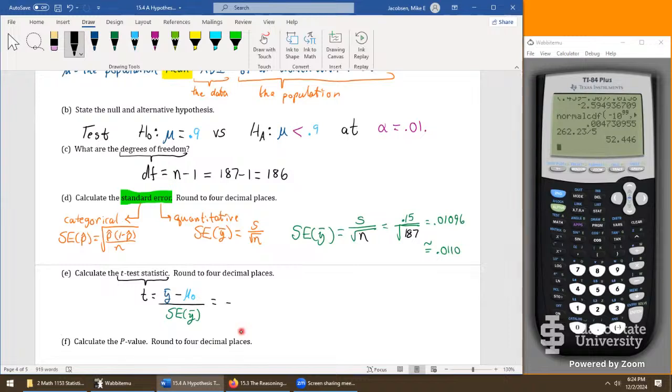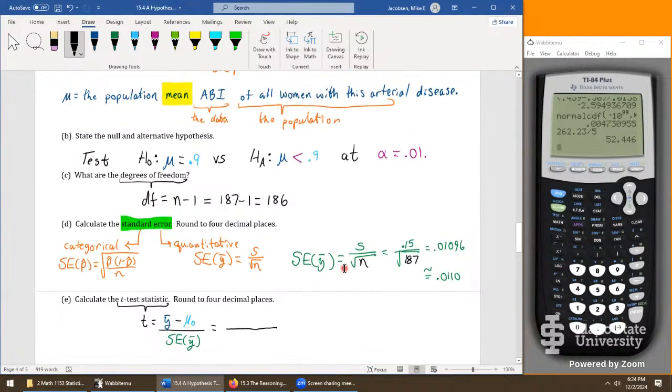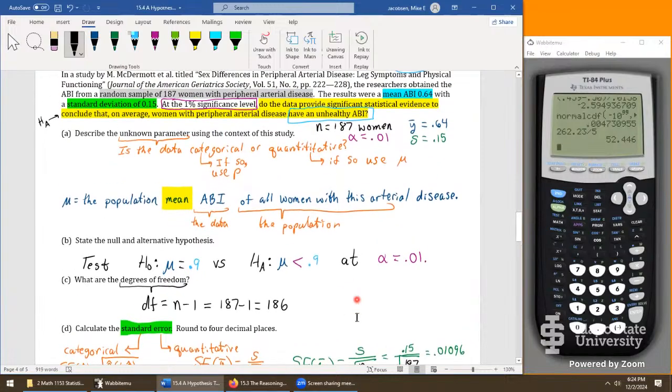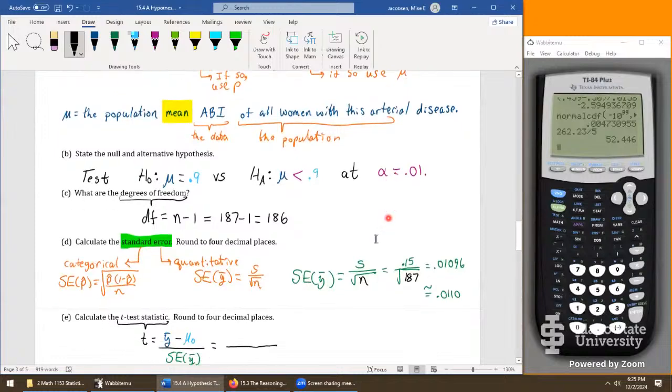So next thing we're going to plug in, now that we have the standard error, is the sample mean y bar. I'm getting to the point of the problem where I need to take some screenshots. Let me grab all of this here.